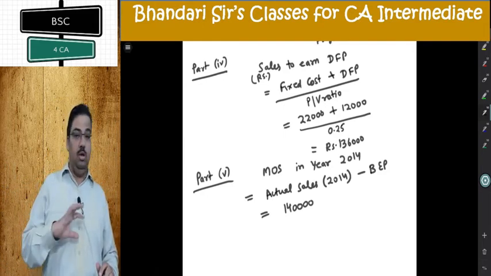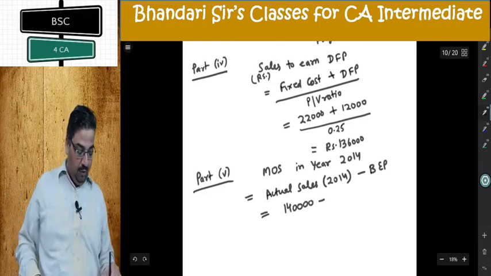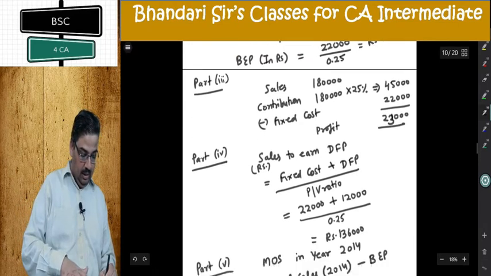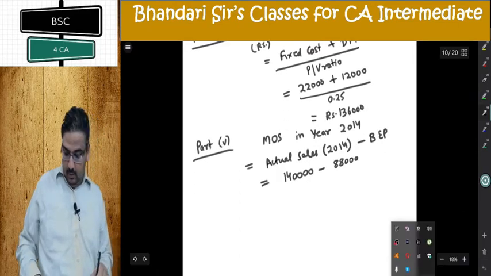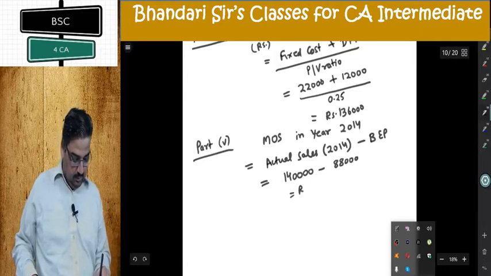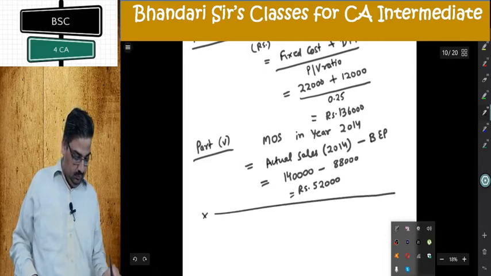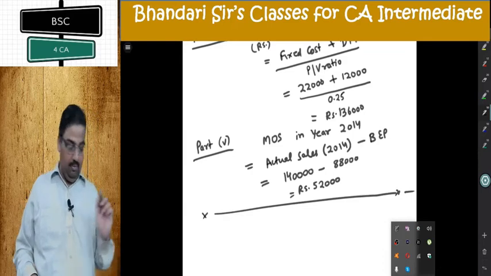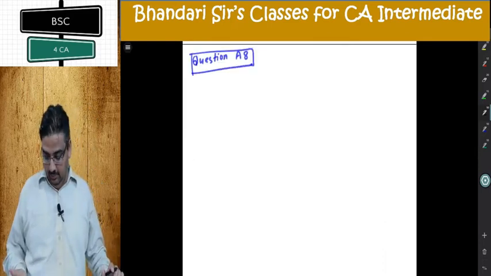Margin of safety in units cannot be computed. In rupees we are computing. 1,40,000 minus break-even point we computed at 88,000. This is rupees 52,000. This was complete A7.